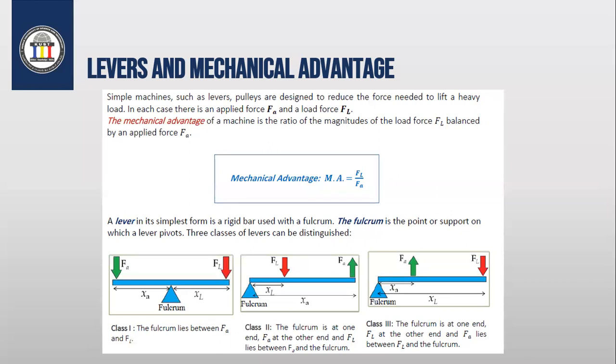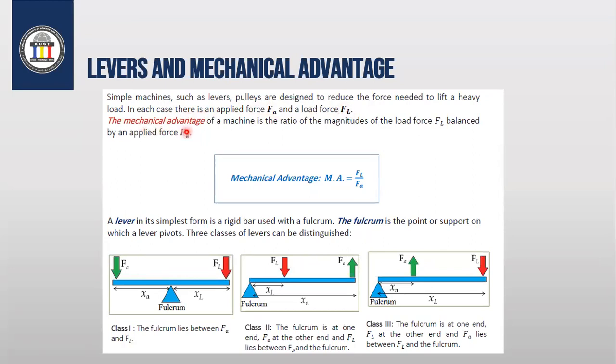You know that any simple machines, such as levers and pulleys, are designed to reduce the force needed to lift a heavy load. In each case, we have an applied force and a load force. When you balance them, it gives you the movement that you want. And this one is the lever, which is the balance between the applied force and the load force.